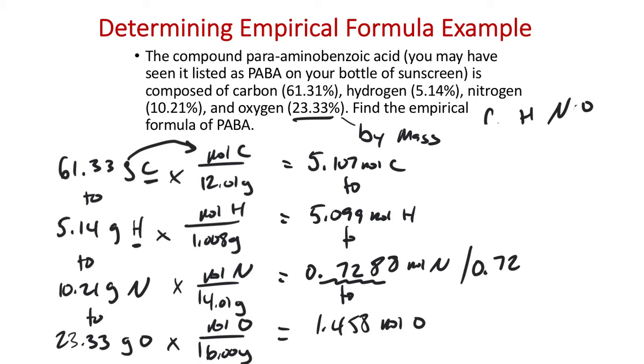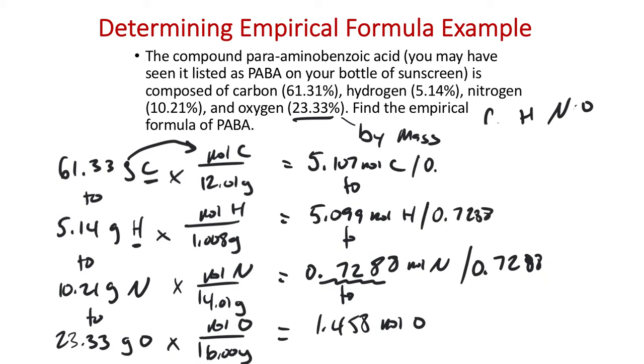let me double check a number real quick. I think I might have written it down wrong. 10.21 divided by 14.01. Okay, for some reason I was thinking I wrote a different number down. Okay, so I'm dividing all these by 0.7288.